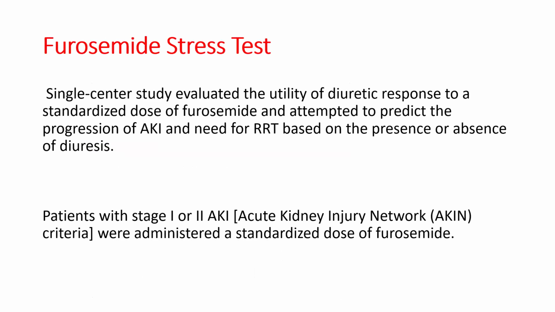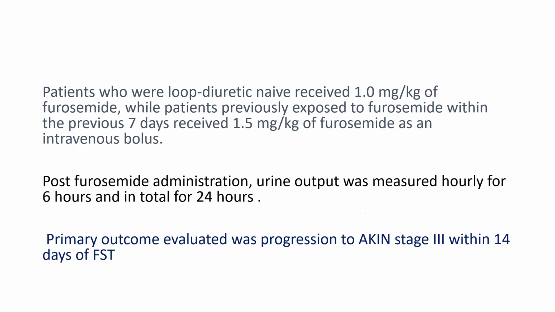A single-center study evaluated the utility of diuretic response to a standardized dose of furosemide, and it attempted to predict the progression of AKI and the need for RRT based on the presence or absence of diuresis. So patients with stage 1 and stage 2 AKI were administered a standard dose of furosemide. Patients who were loop diuretic naive, that is, who were not on loop diuretics before, received 1 mg per kg of furosemide, while patients previously exposed to furosemide within the previous 7 days received 1.5 mg per kg of furosemide as an intravenous bolus.